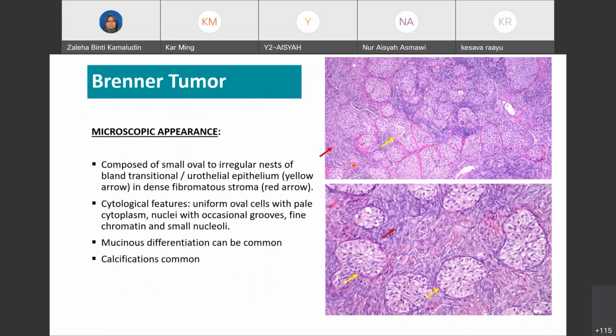When you refresh your genitourinary system, the urinary bladder is composed of this one. It is actually transitional epithelium-like, but forming a nested pattern. This is a nested pattern, right? And the part with the red arrow is actually the ovarian stroma.